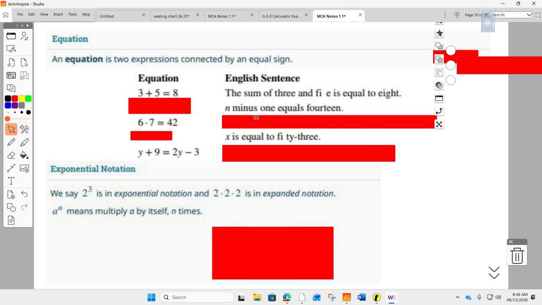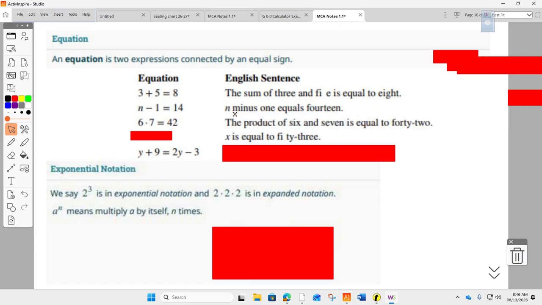N minus 1 equals 14. 6 times 7 equals 42, or the product of 6 and 7 is equal to 42. When you translate, we do translate in the order that the numbers are given, not the order of operations. Actually, the order of operations not so much in order. X is equal to 63, I think you figured it out now.